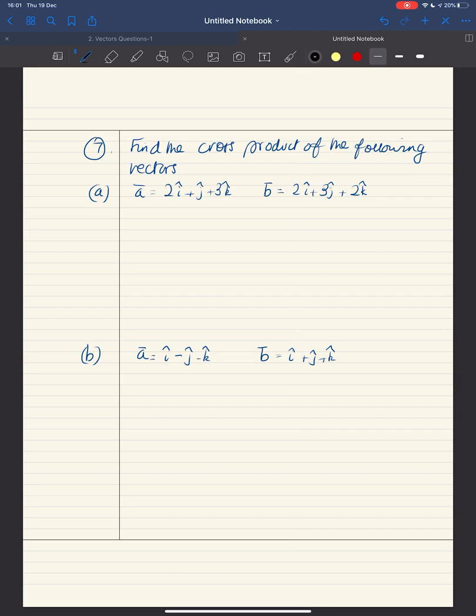Right, so the cross product of the following vectors. There's 2 ways you can do it. i, j, k, and then you've got a1, a2, a3. Do it in a determinant style like this. A cross B.